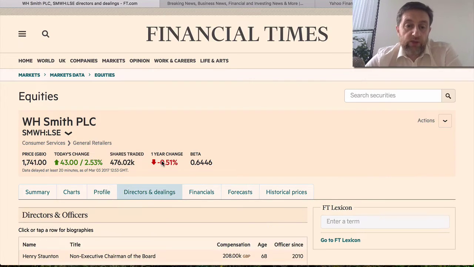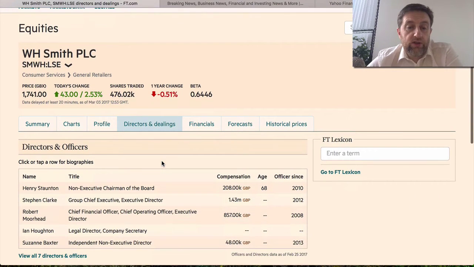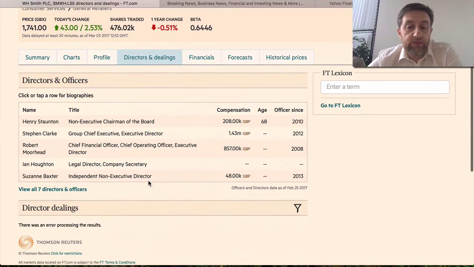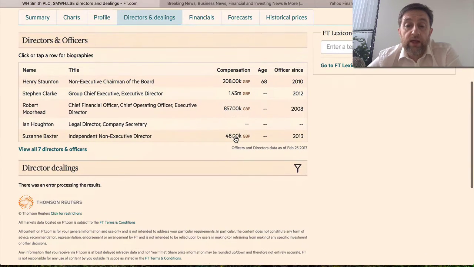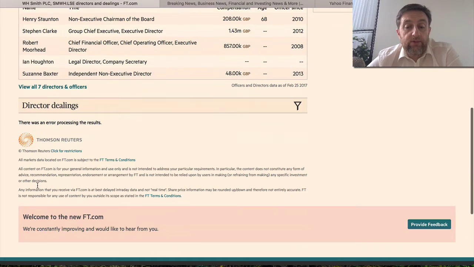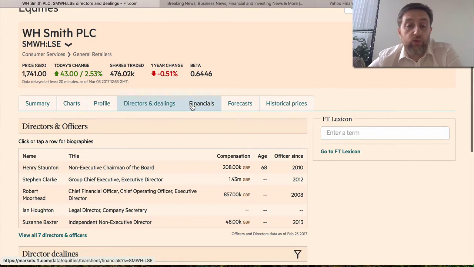Directors and dealings. So this is where I do my research, and you can see, okay, there's the board. That's how much they earn on the board. So you see Stephen Clark, the chief exec, earns £1.43 million and has been the chief exec since 2012. You can notice here there was an error processing the results, so for some reason the data feed wasn't working.